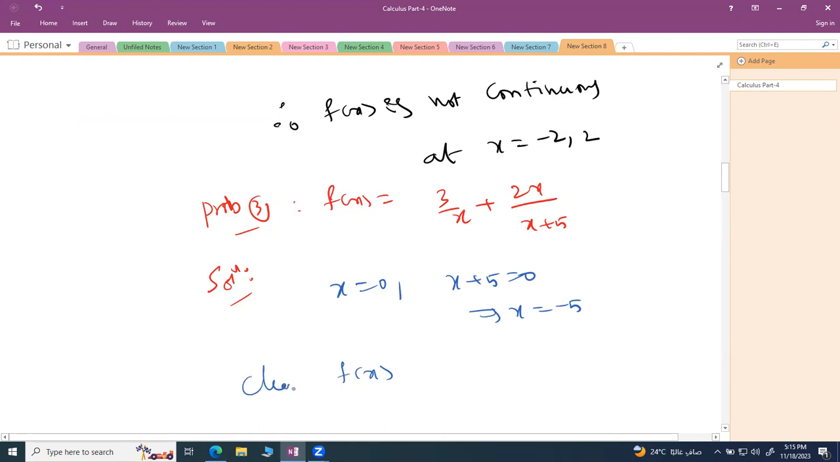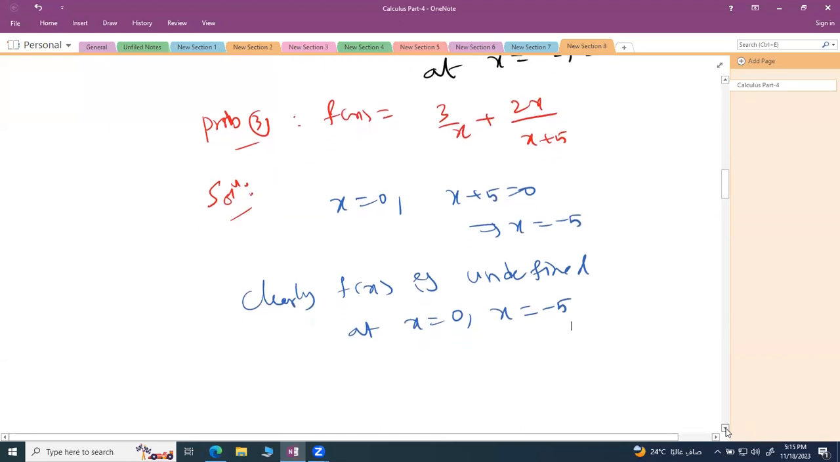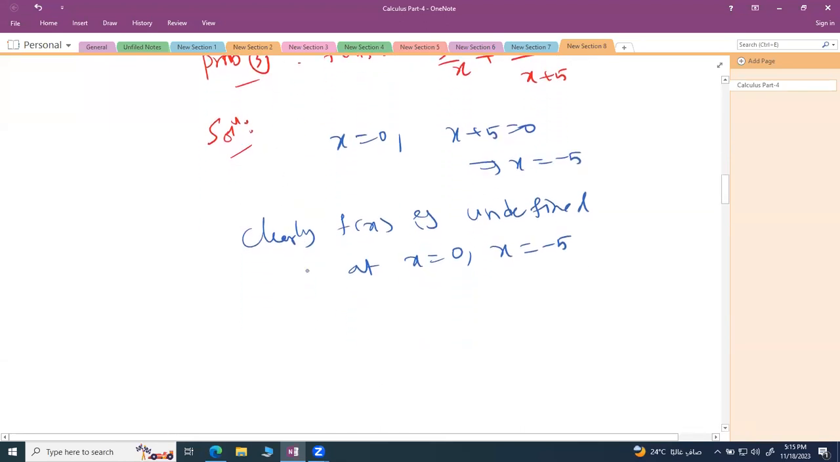Clearly, f of x is undefined at two real numbers, at x equal to 0, comma x equal to minus 5. Therefore, f of x is not continuous at x equal to 0, comma minus 5.